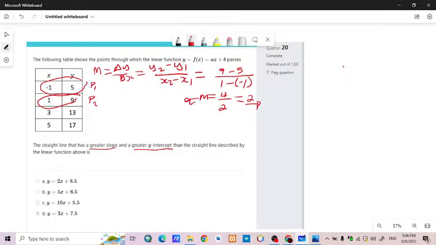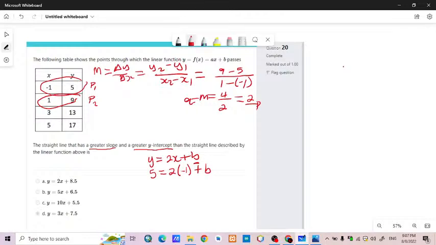Okay, now we just have to substitute that into the general formula. That's 2x plus b. Now we need to solve for b. Take any point. I'm going to take this one, minus 1 and 5. So our y value in that case is 5 equals 2, and then we substitute the x value, which is minus 1, plus b.